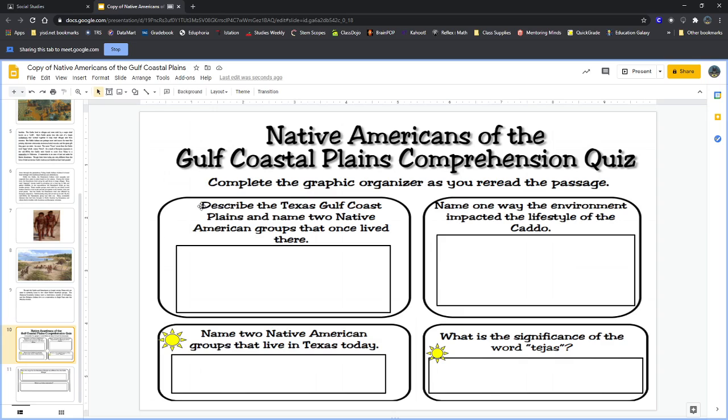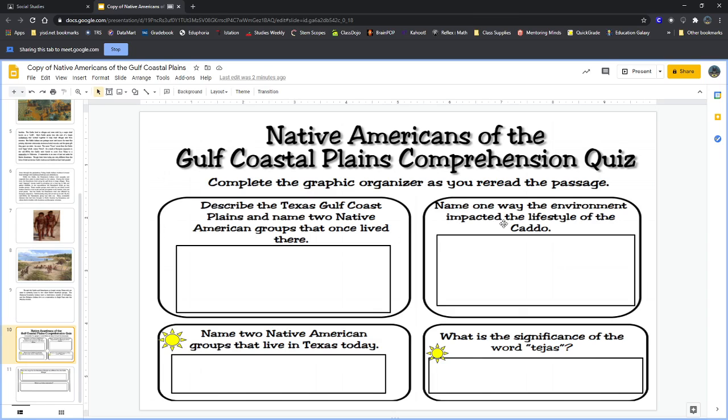On slide 10, our questions are: describe the Texas Gulf Coast Plains and name 2 Native American groups that once lived there. So the first question is actually a 2-part question. Number 1, describe the Gulf Coastal Plains. Number 2, tell them 2 Native American groups that lived there.